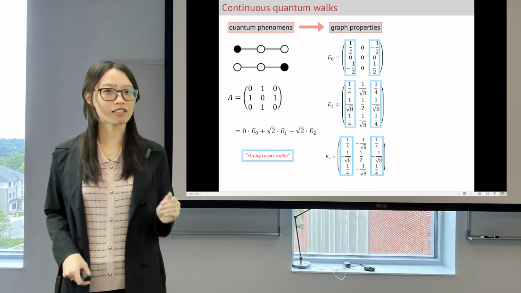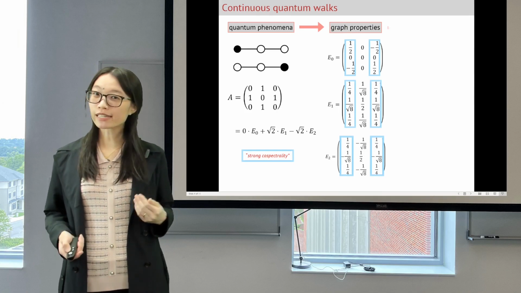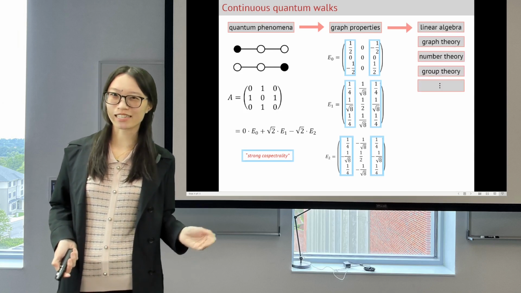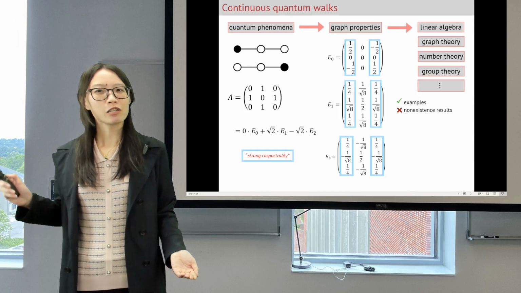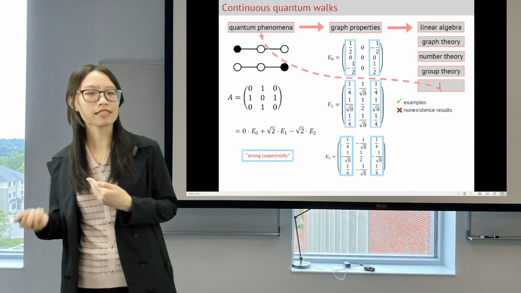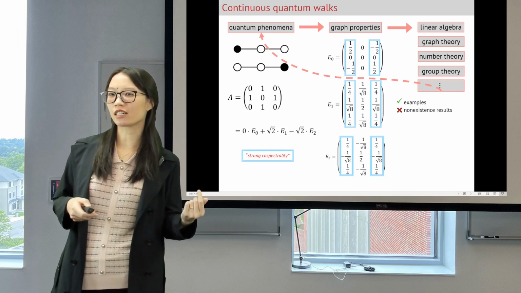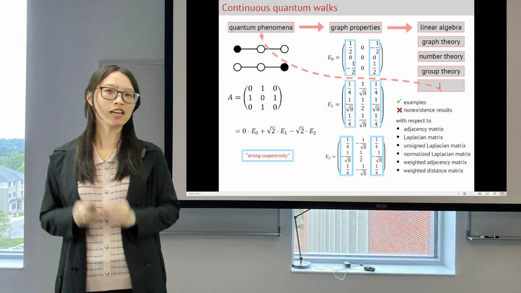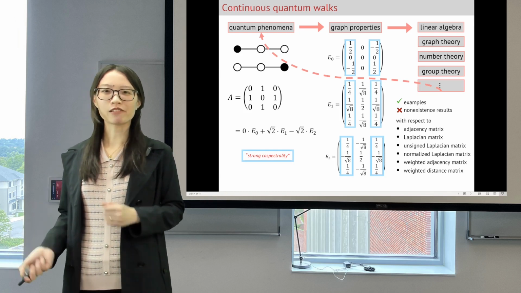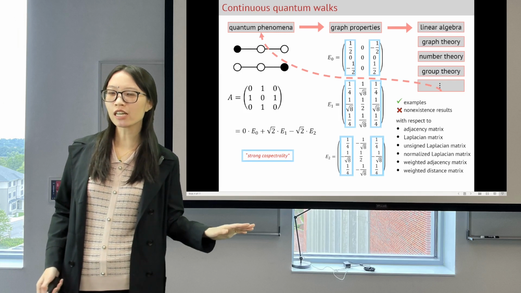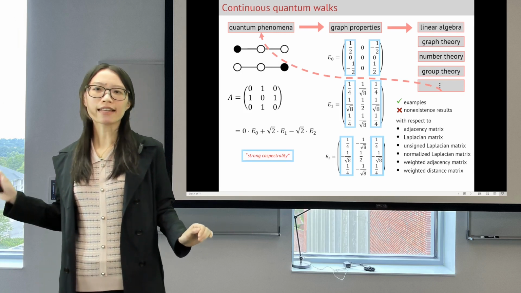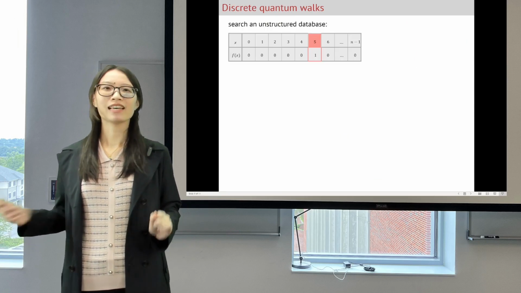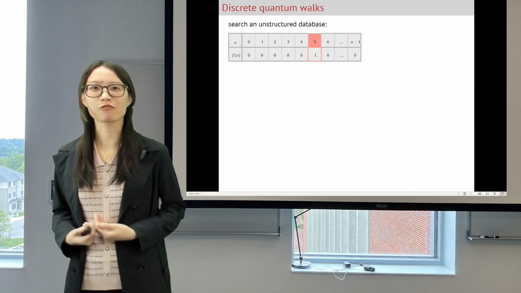Now that we have a characterization of this quantum phenomenon, we can use more tools from linear algebra, graph theory, number theory, group theory, and a lot of other areas to either find infinite families of examples or to show this will never occur on some class of graphs. And our team has been working on this direction for different Hamiltonians, ranging from the simplest adjacency model to the most complicated one that allows the qubit interactions to decay over distance. So that was the story about the continuous version of quantum walks.